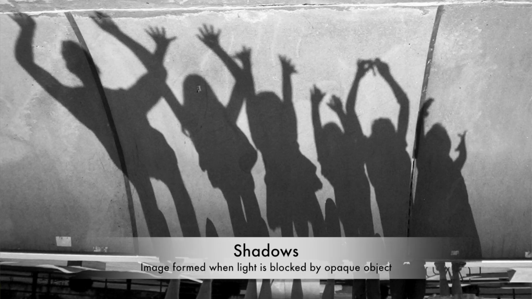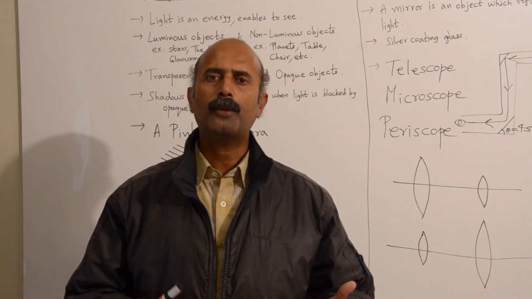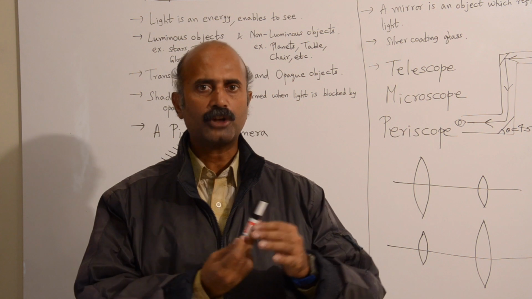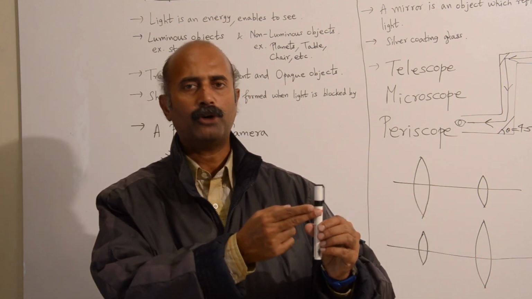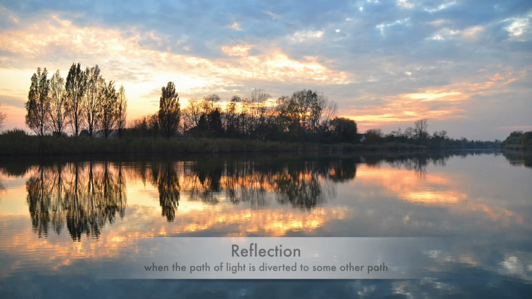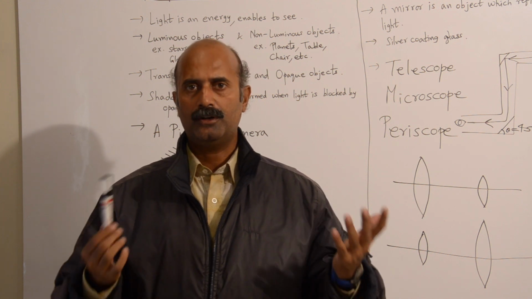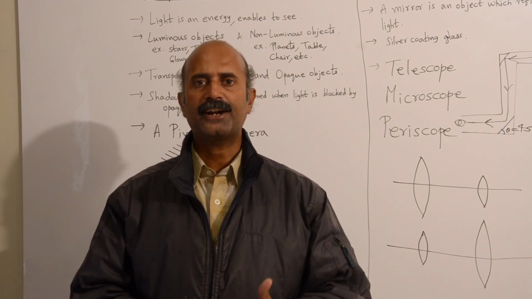So what do you mean by shadows? Shadows are images formed when light is blocked by opaque objects. Opaque objects, like we discussed in earlier classes, are those objects which block the light. Like say this marker, it won't allow the light to pass through it. It will block the light. And what do you mean by reflections? When the path of light is diverted to some other path, that means it's reflection of light. So, light, shadows and reflections.